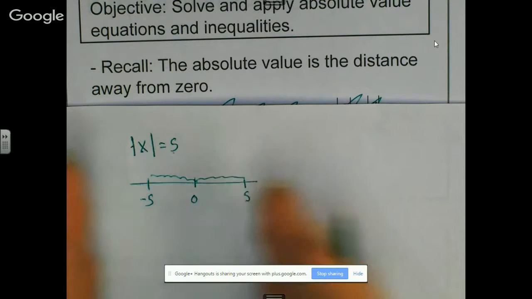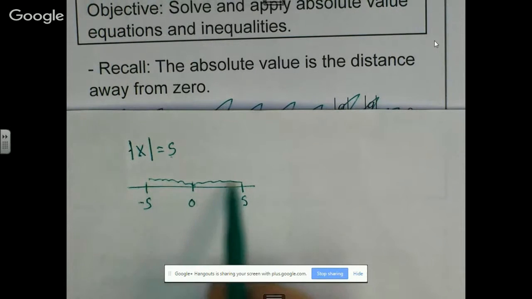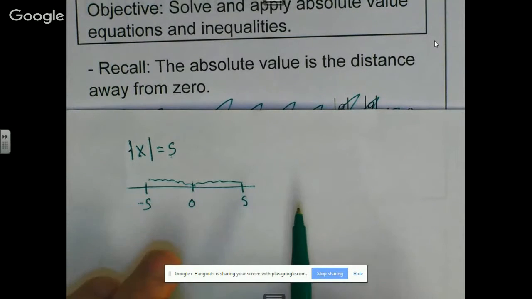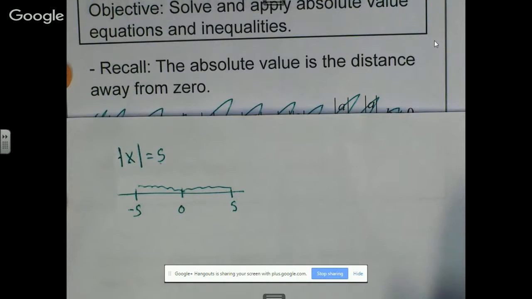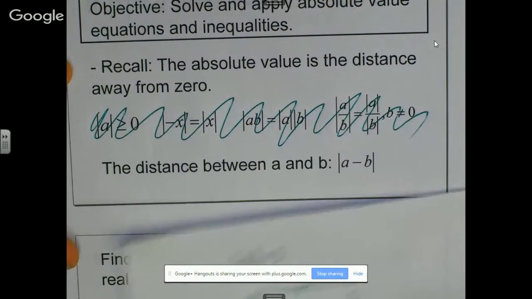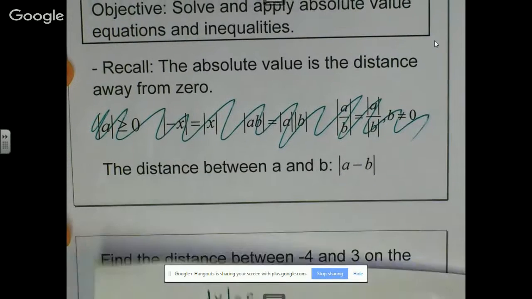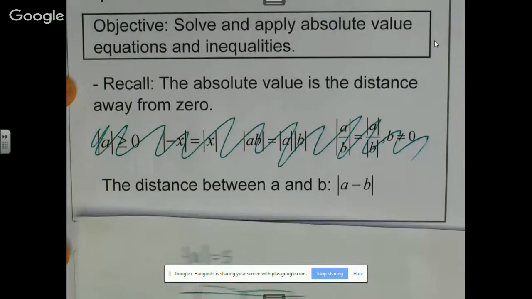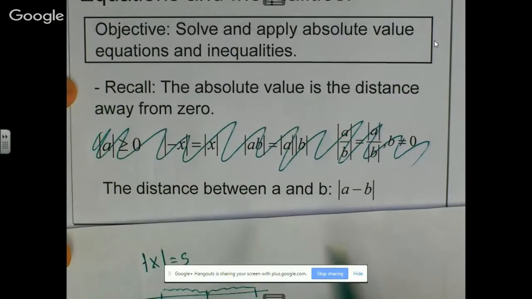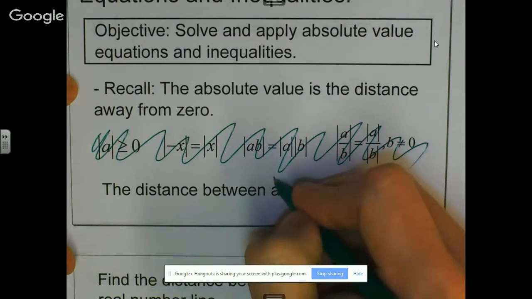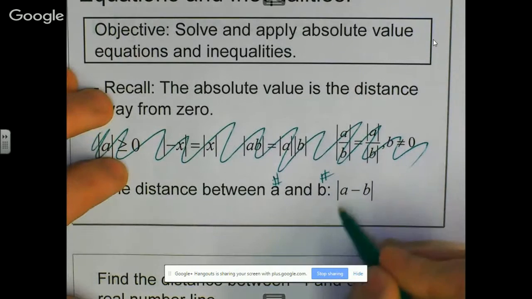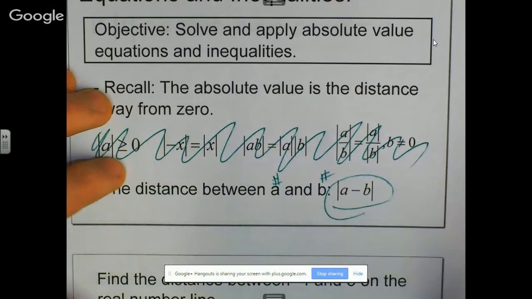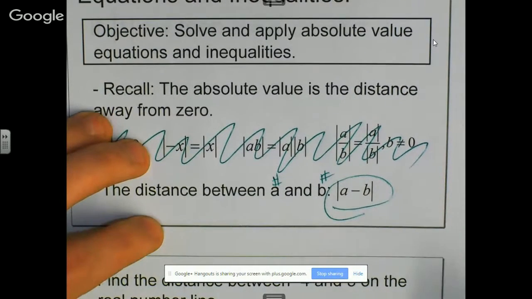What happens if I change or slide this window down? Or what happens if I stretch or shrink that window? That's the kind of stuff we're going to get into. The first thing about absolute value is it helps us find the distance between two numbers. So this is a number and this is a number, and you do this right here: subtract them and take the absolute value. You do that in your head really fast.